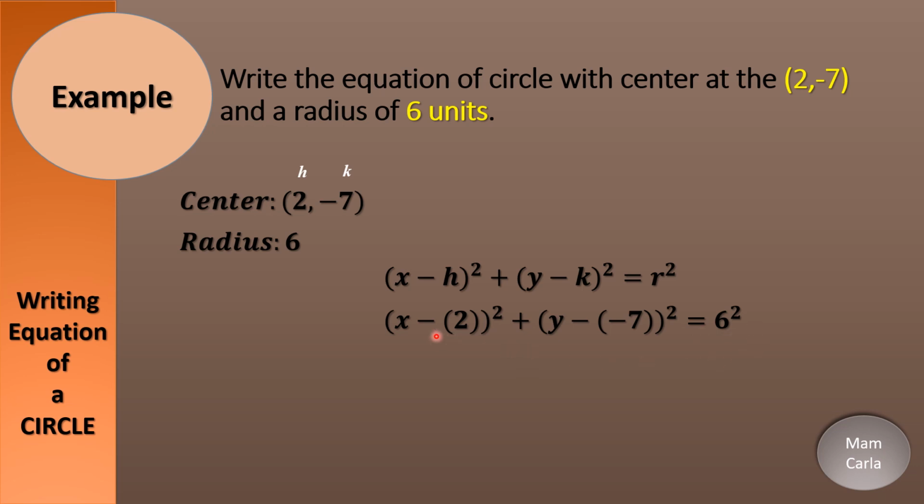Simplifying, we have (x - 2)² plus, since we have here y minus negative 7, it will become positive. So plus (y + 7)² = 6². Simplify, we have (x - 2)² + (y + 7)² = 36.